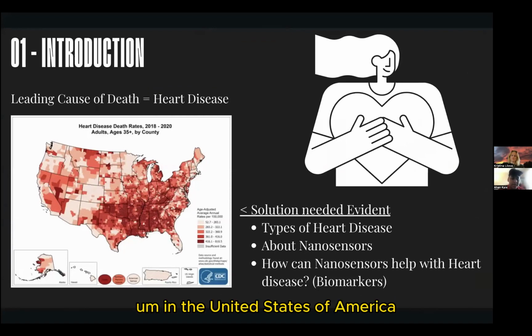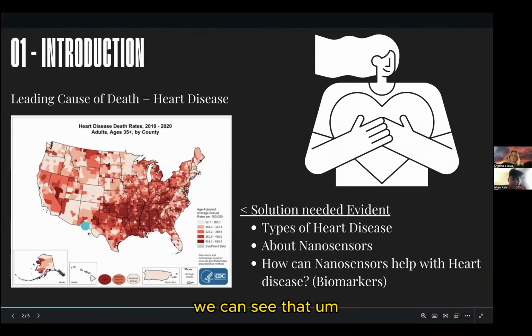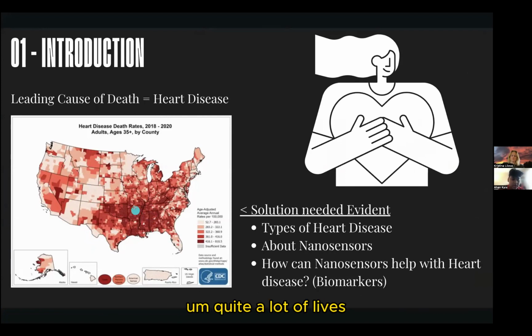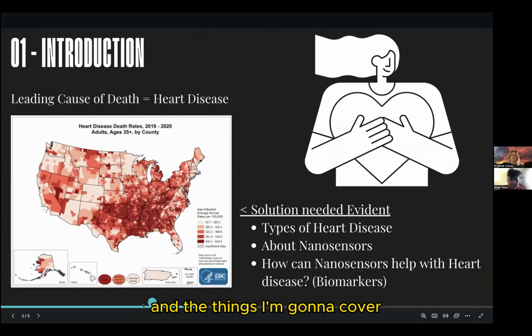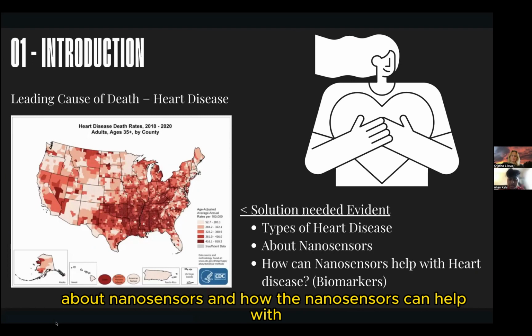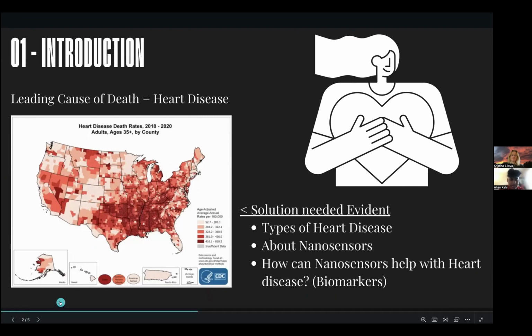In the United States of America, the leading cause of death is heart disease, and as shown on the map, we can see that throughout the United States, heart disease takes quite a lot of lives. So it is evident that a solution is needed. The things I'm going to cover in my research paper are the types of heart disease, about nanosensors, and how the nanosensors can help with heart disease.